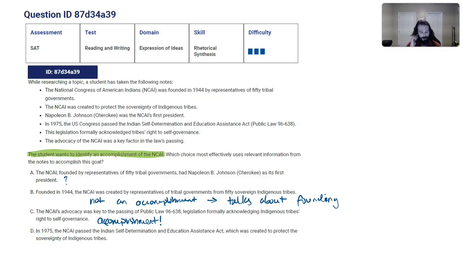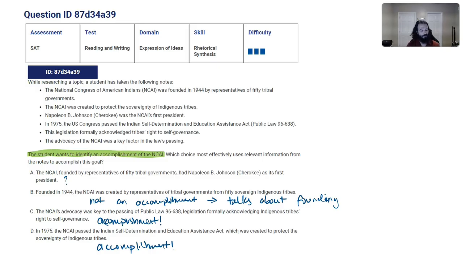And here is where we could run into an issue if we don't check D as well. In 1975, the NCAI passed the Indian Self-Determination and Education Assistance Act, which was created to protect the sovereignty of indigenous tribes. That's definitely an accomplishment as well. So now we've run into an issue of two answers at minimum that tell us an accomplishment and thus answer the prompt.